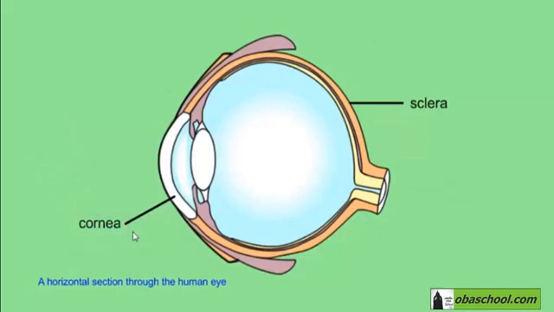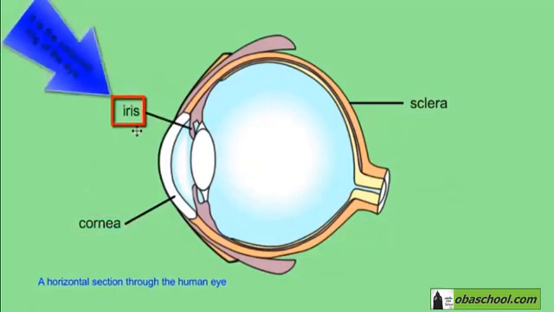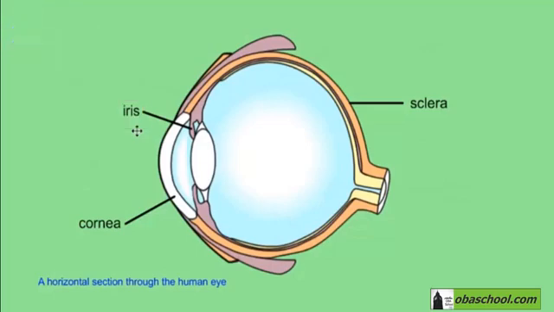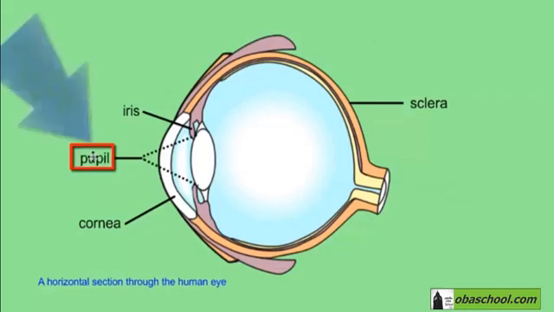Inside the cornea, we have the iris, which is the colored ring of the eye. When we say someone has blue eyes, it means that they have a blue iris. And this black hole that is found inside the iris is called the pupil.